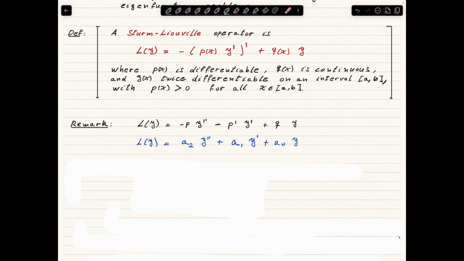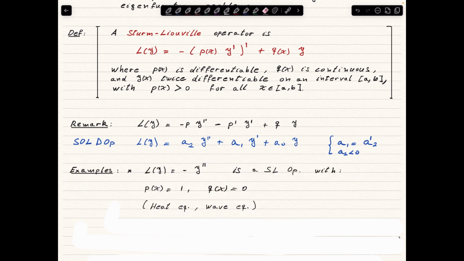Notice that this is the form of the most general second order linear differential operator, and in the particular case where the function a1 is the derivative of a2 and a2 is negative, because I'm not writing this negative sign explicitly, when this function is negative and this function is the derivative of this function, then we have a Sturm-Liouville operator. So a Sturm-Liouville operator is just a particular case of a second order linear differential operator with these conditions.